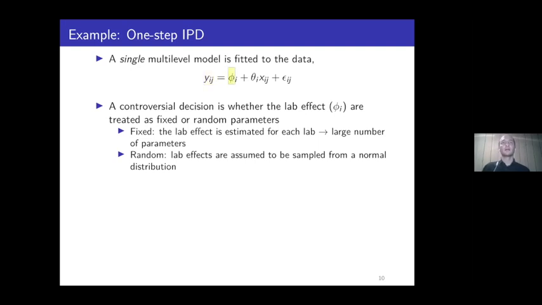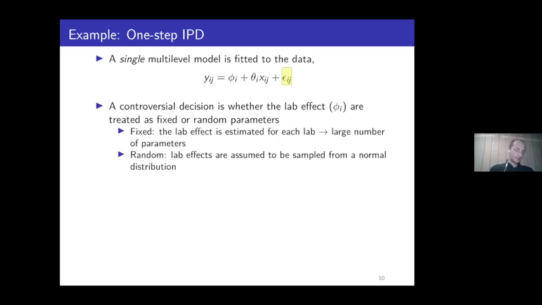And we also again have a lab effect. We have a treatment effect and the sampling error. And then what is important over here is that there is one very controversial decision, and that is whether you should treat this lab effect as a fixed or as a random parameter.